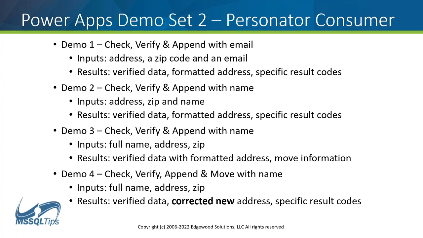Demo number 3, we will do a check, verify, and append with a name. Inputs will be full name, address, and zip. And the results, of course, will be again the verified data with formatted address. In demo number 4, we will do the same thing as in demo number 3. However, this time we will switch the move option on, and we will see how the address was corrected according to the most recent data that Melissa has on that person.